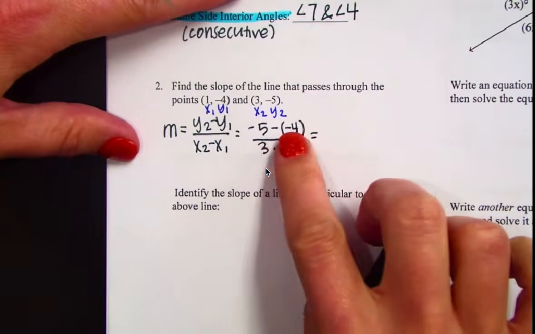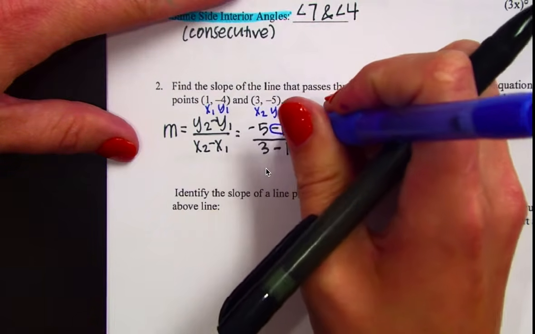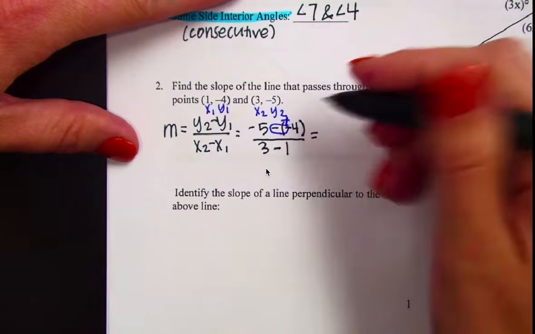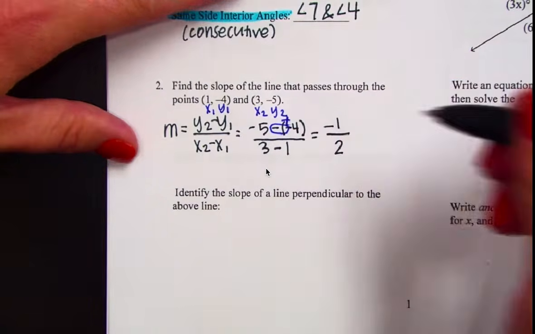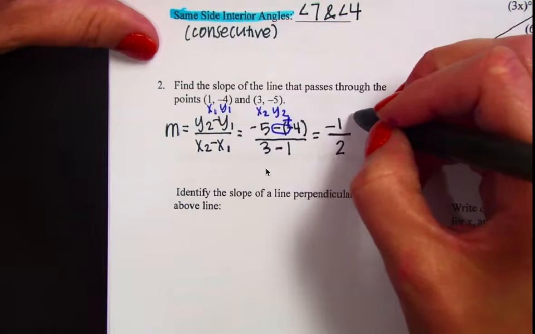And then on the top, we're going to know that when I have two negatives, it becomes positive. So it's actually -5 plus 4, which is -1, and 3 minus 1 is 2. So the slope of the line that passes through these points is -1/2.